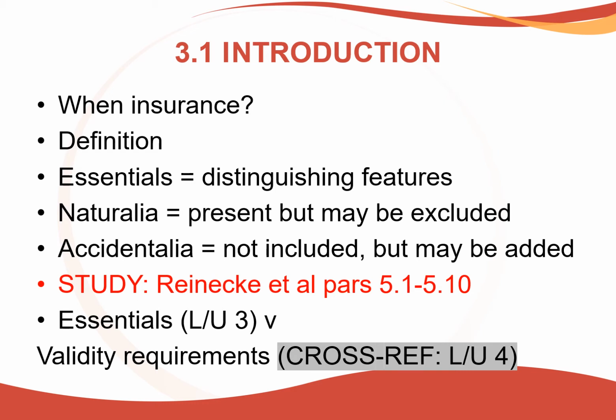Say for instance, one of the naturalia of an insurance contract is that the principle of subrogation is applicable to indemnity insurance contracts. However, an accidentalia can provide a lot more detail, say for instance, about how payment should be made. For the essentials of an insurance contract, have a look at Learning Unit 3. You need to distinguish that from the validity requirements, which we'll deal with in Learning Unit 4.